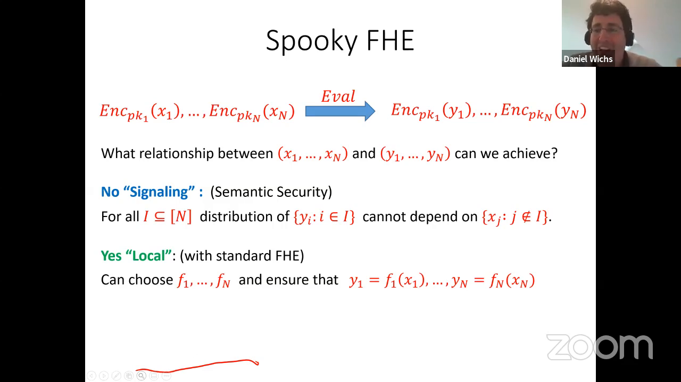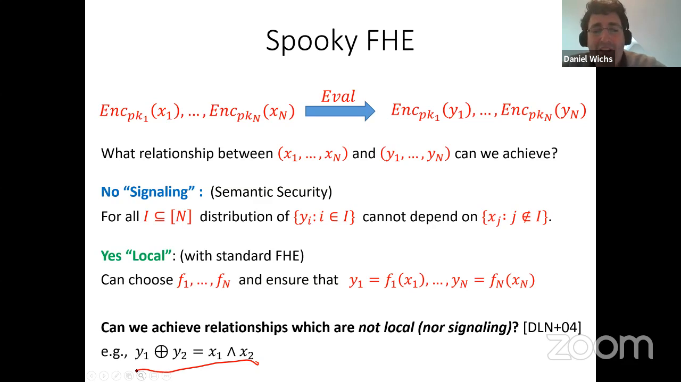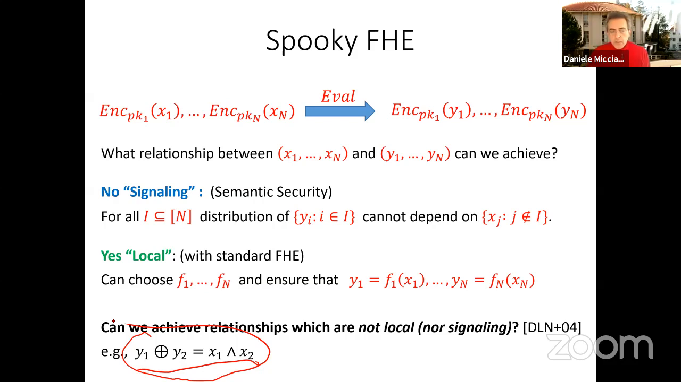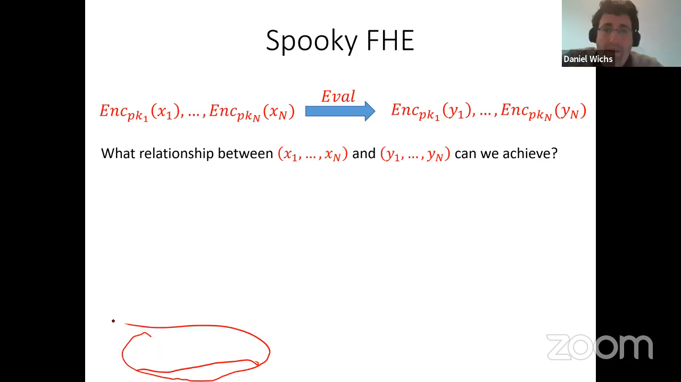Any subset of the Yi's cannot contain information about any X's that are outside of that subset. But then the question is about these types of relationships over here that are neither local nor signaling. Okay, I see that. Sorry, can you go back to the previous slide? The one with the diagram.